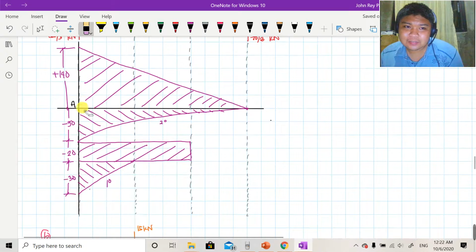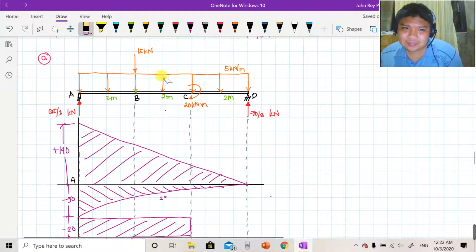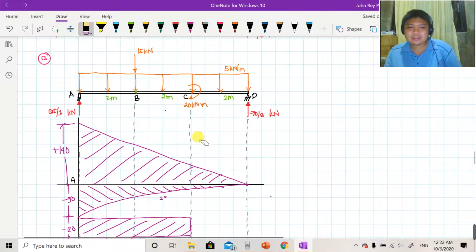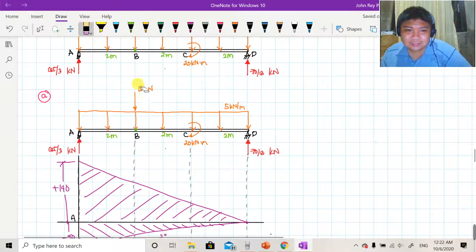Tapos yung anong magiging moment niya with respect sa point A, negative 90. Tapos next, tanggalin nyo yung lahat except sa 20. Imagine niyo ulit, di ba kapag concentrated, dapat rectangle siya. And since yun na nga, the convention will be negative na siya this time. Tama ba? Yes. Sunod, itong ating 15 kilonewton, since downward siya, di ba? Ang downward, automatic negative siya.